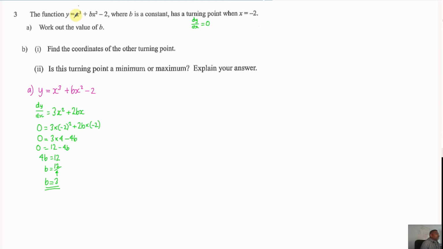Now for part B, part 1, it says find the coordinates of the other turning point. Okay? Now going back here, we know that the turning point is when dy/dx equals 0. And so far we had it in an expression with 2b. But now we know what b is. Let's rewrite that. So dy/dx is 3x squared, and then 2 times b, which is 3, will be plus 6x. So when does dy/dx equal 0?